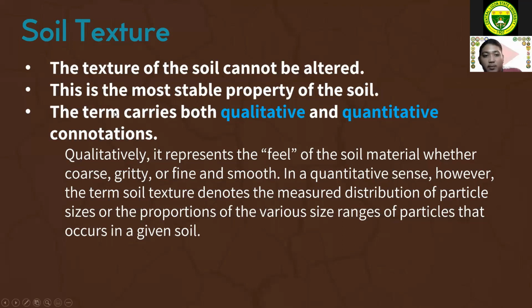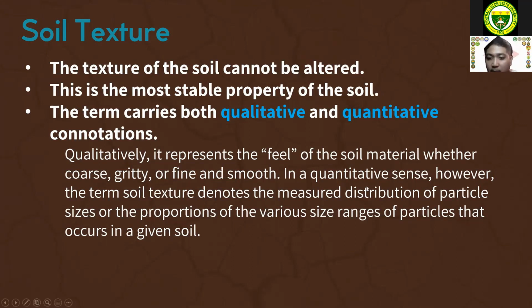Then, the term carries both qualitative and quantitative meanings. So we can determine the texture of our soil qualitatively or quantitatively. Qualitatively, it represents the feel of the soil material, whether coarse, gritty, or fine and smooth. Just using your fingers, your sense of touch, we can know the texture of our soil. It feels gritty, fine, smooth, or sticky. So we can determine our texture qualitatively.